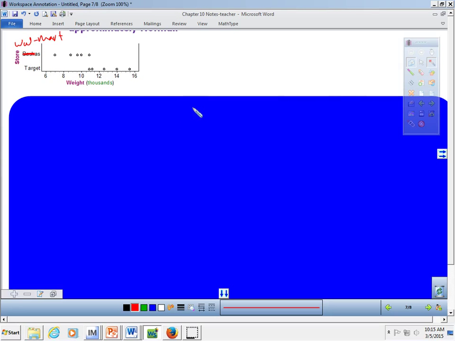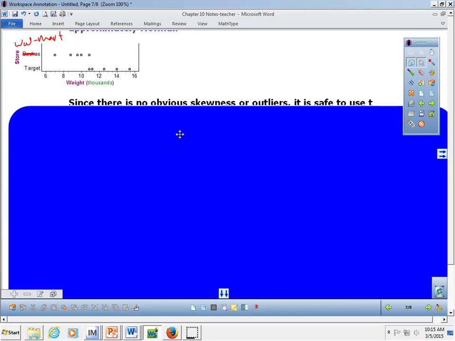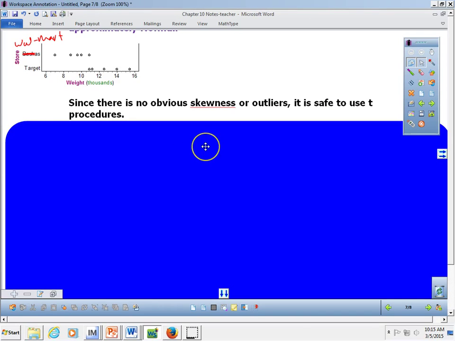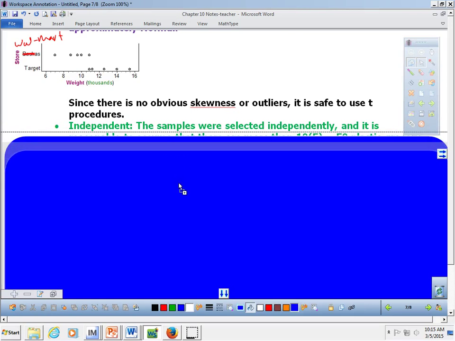You look at the sample data from each, and we don't see any skewness or really anything that might be considered an outlier. There's not much of a shape at all. So since there's no obvious skewness or outliers, it's safe to use our T procedure, so we're going to go ahead and do that. Okay?